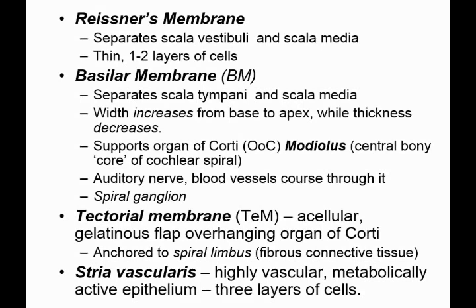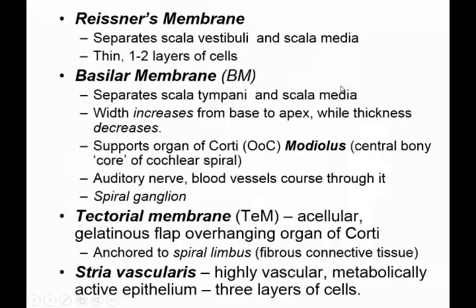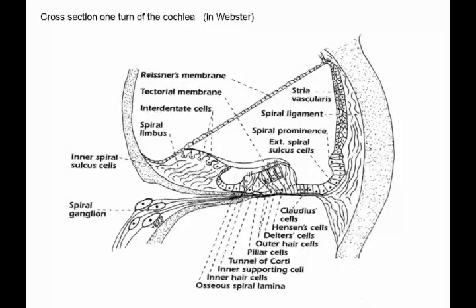If I blow up the next slide, I blow this up. Let's go back so that you see where we are. The tectorial membrane is this bit up here. That's a flappy membrane. It's not a membrane that actually separates two things. It just sits in the scala media and sits like a blanket on the hair cells. That has a huge function that we talk about in a second. That really is functional, very relevant. It's called gelatinous flap overhanging organ of Corti, so it doesn't do very much apart from wobbling around.